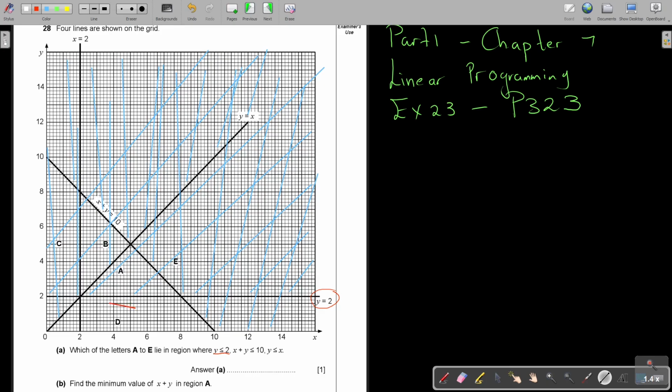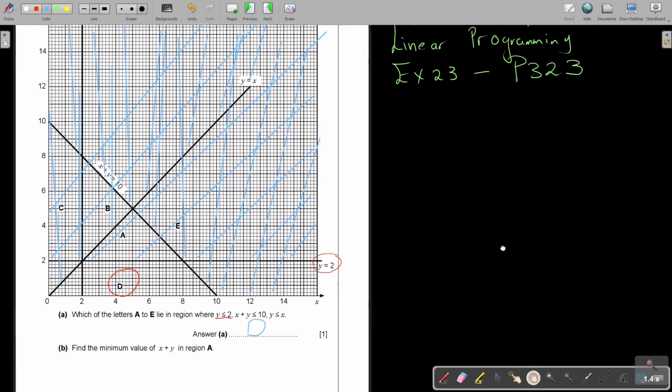Do you see the letter? Can I just make it round? It's going to be here. Okay, so what letter is it going to represent? D. So just do your blockings out and then always shade the unwanted region and leave the wanted region unshaded. Okay, so let's go to the next one.